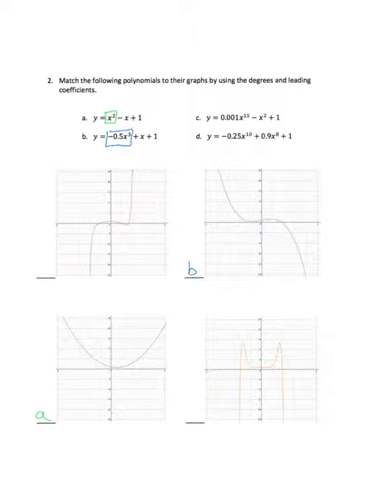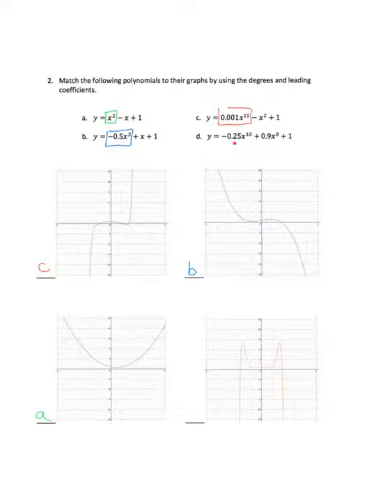For graph C, it's a positive number times x to an odd value, an odd degree, meaning that it can't be this graph, but it certainly is this one. So let's see. Because of this leading term, this is graph C. And again, I can just know that this last one is D, but just making sure it makes sense.